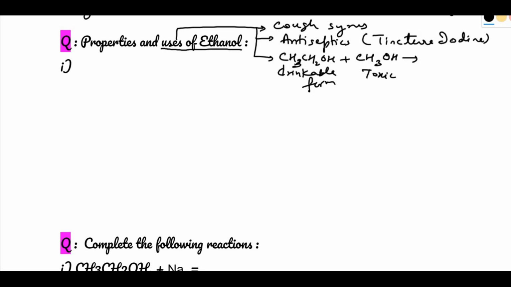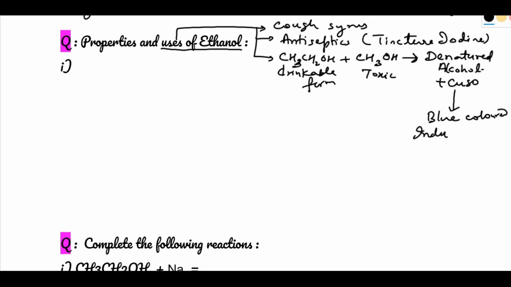And that is called denatured alcohol. Denatured alcohol is mixed with copper sulfate to give it a blue colored liquid for industrial purposes. So these are the uses of ethanol.